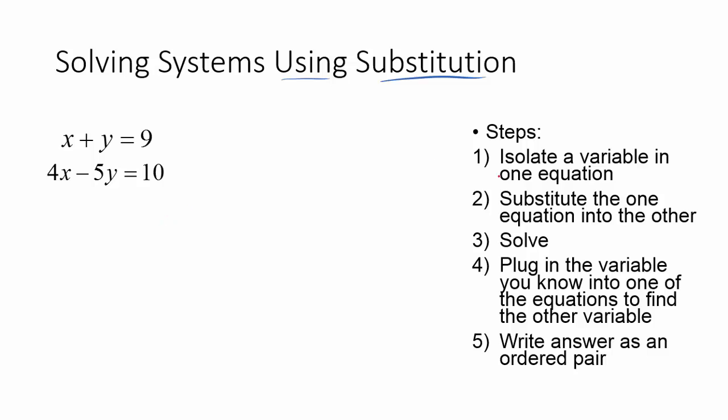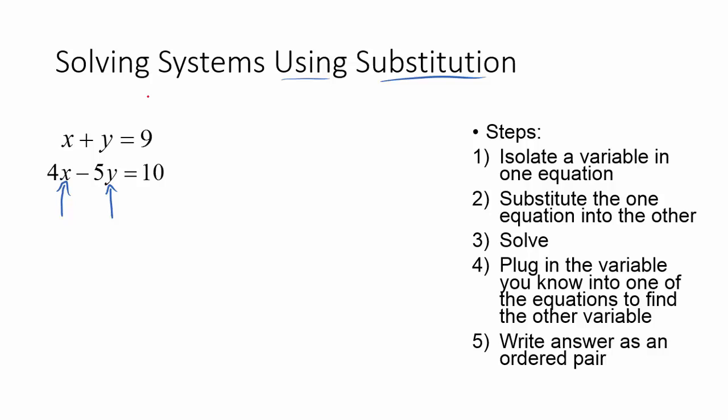Okay. The first step will be to isolate a variable in one equation. Now, there's good variables to isolate and bad variables to isolate. Typically, if I see no coefficient in front of the x or the y in one of the equations, that's the one I'm going to isolate. So I'm not going to try to isolate this variable, and I don't want to try to isolate this variable, or I'm going to end up with some kind of ugly fractions and decimals that might make it a little bit harder for myself.